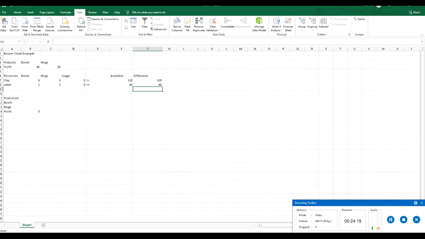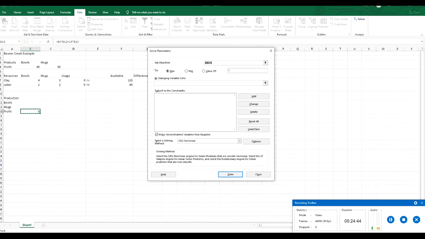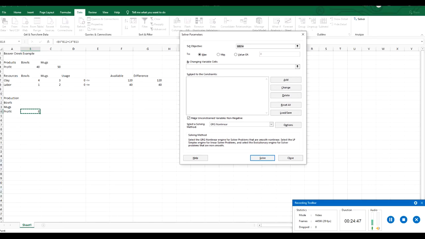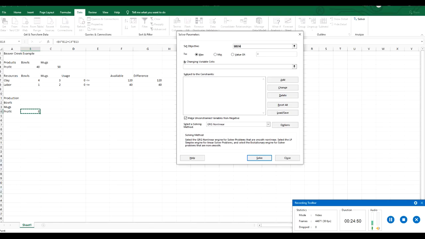Okay. Now, this is everything we need to do prior to entering the solver aspect of the problem. So we've entered all of the relevant information. We've entered the 3 key formulas here that are reliant on the number of bowls and the number of mugs produced. What we're going to do now is enter the solver function. And this is important because this is what will determine how many bowls and how many mugs to produce given the information we provide to it.